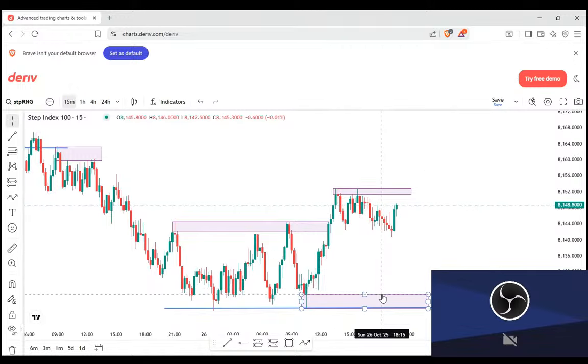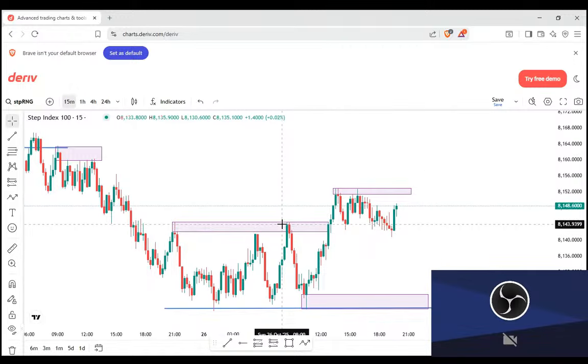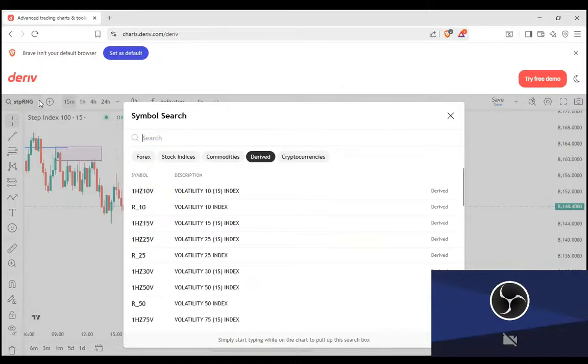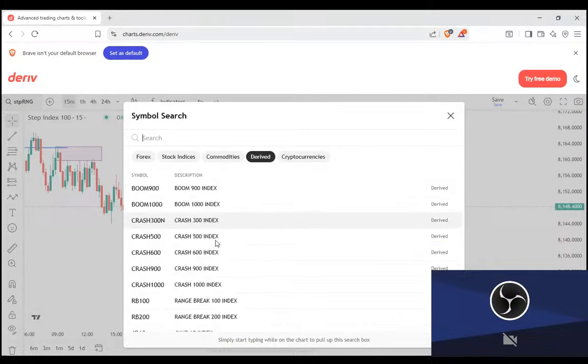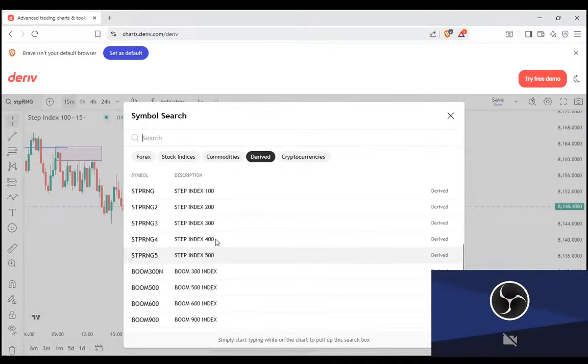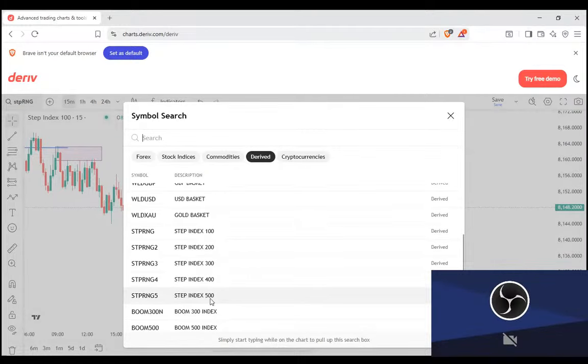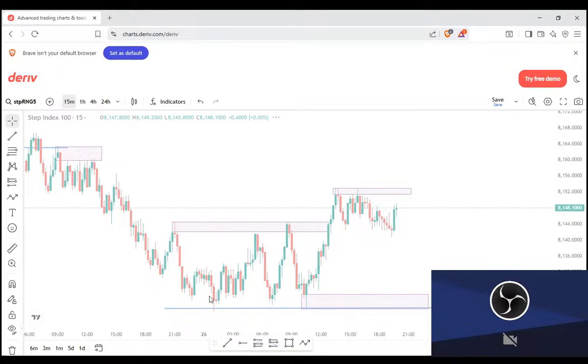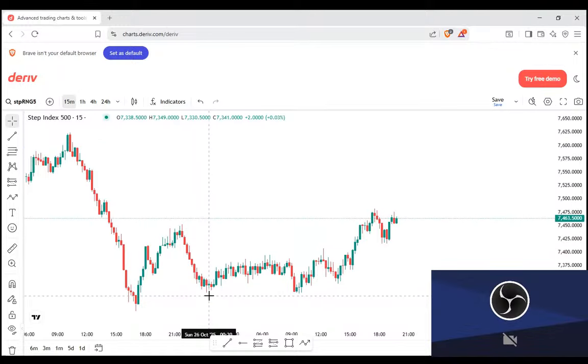So waiting for price to drop at this one. This is the structure shift for the buyers, telling us that the buyers are now taking control of the markets. And we're having volatility, sorry, synthetic. Let's say 500. Let's look at what 500 is doing.